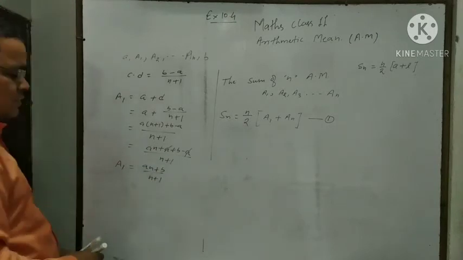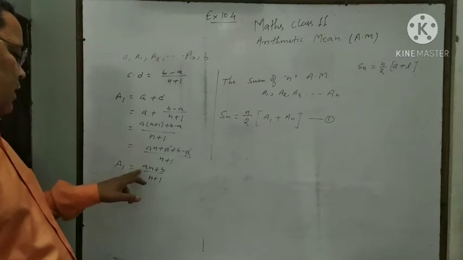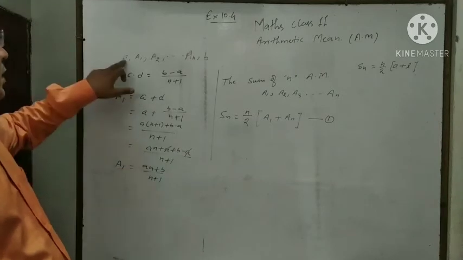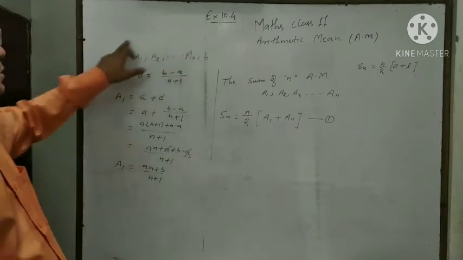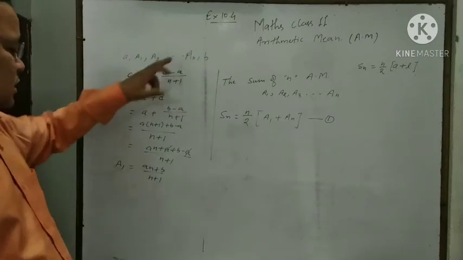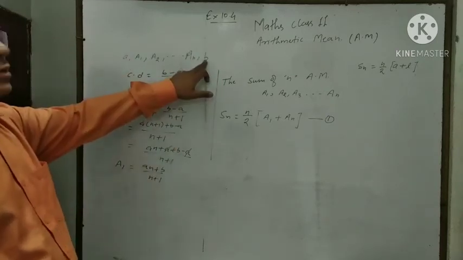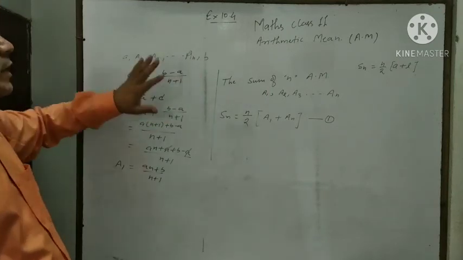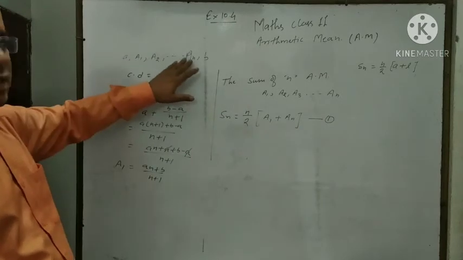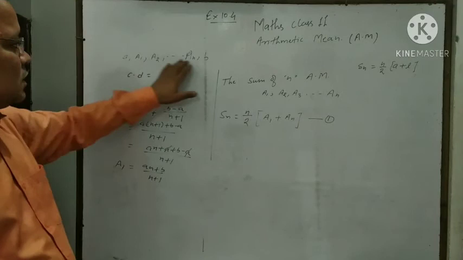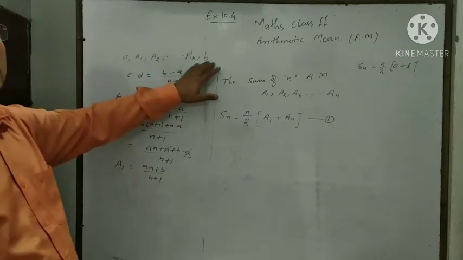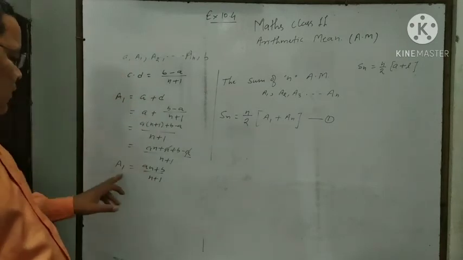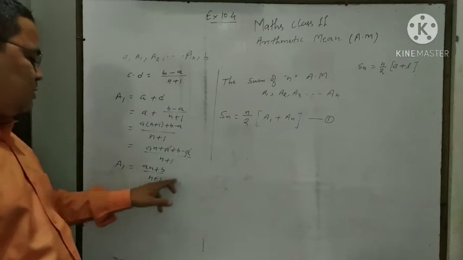It means the first term will be an plus b upon n plus 1. What is small a? Small a is the first term of this arithmetic progression, and b is the last term of this arithmetic progression. Here a and b are the two numbers between which we have n arithmetic means, A1, A2, An. And finally the sequence will be in the form of an arithmetic progression. Then how do we get A1? A simple method, and finally we get A1 is equal to an plus b upon n plus 1.